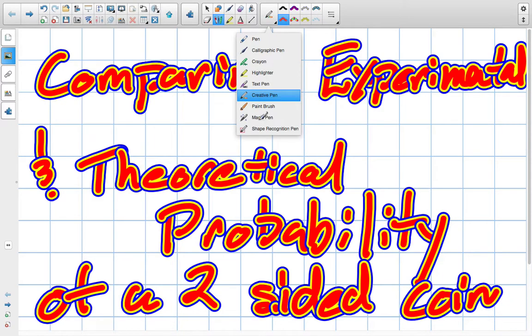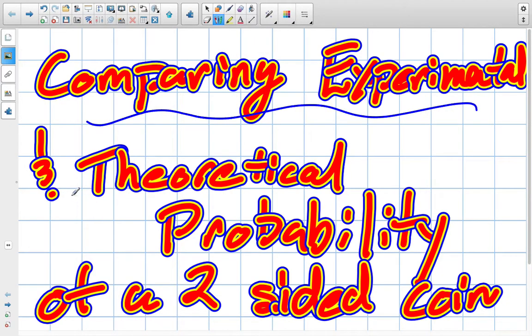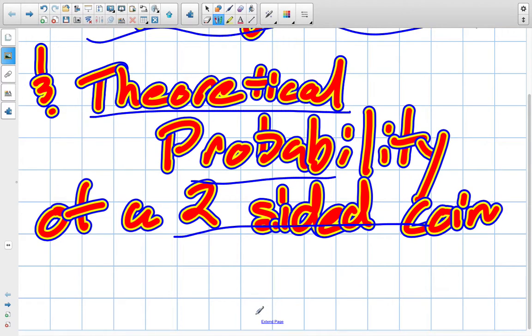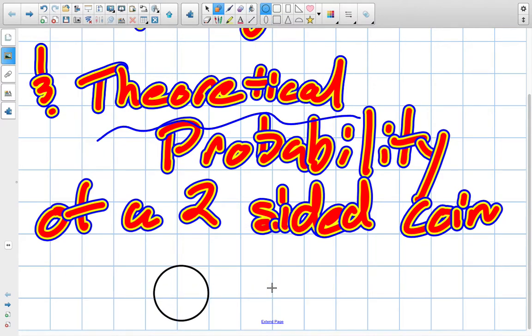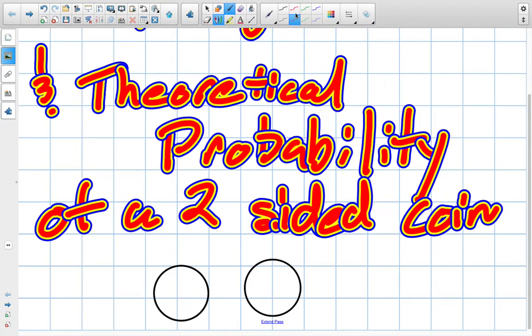Okay, we're going to look at comparing experimental and theoretical probability with a two-sided coin. To start off, I'm going to briefly talk about the theoretical probability, and then we'll run an experiment and see if they're different, if they're the same. The coins we're going to use are circular, and because it's two-sided, there's what we usually refer to as a heads and a tails side.